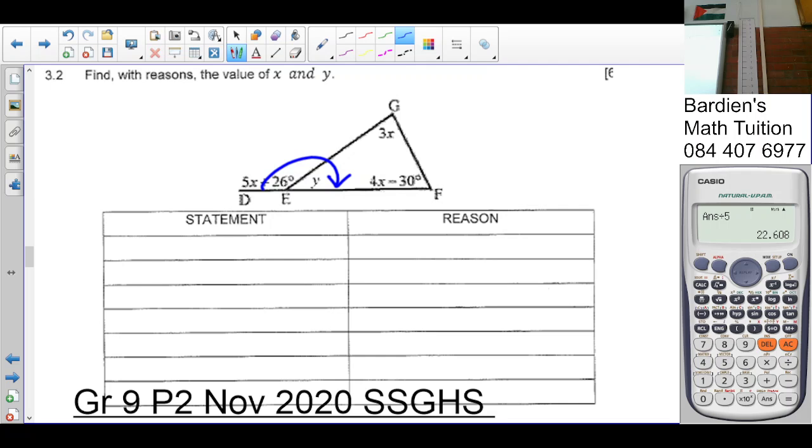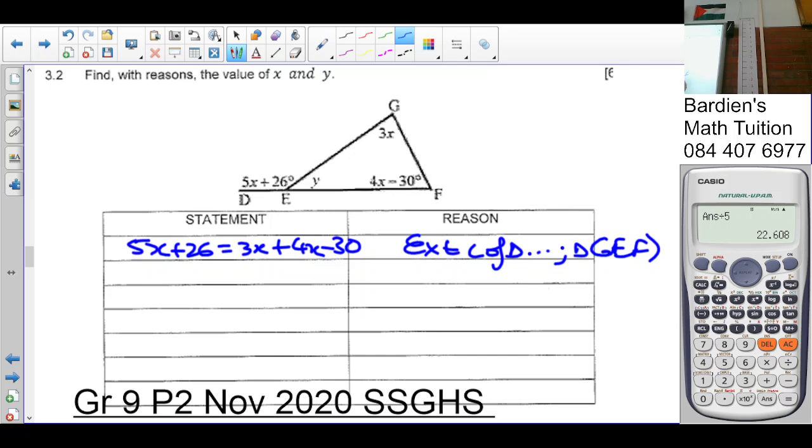So we have to set up an equation dealing with one unknown, and we're going to say that 5x plus 26 is equal to 3x plus 4x minus 30. Why? Exterior angle of triangle GEF. So that's going to give you 7x. You bring it over, becomes negative 2x is equal to 30 minus 26, which is minus 56. Divided by negative 2 both sides, 28 degrees. So x is 28.